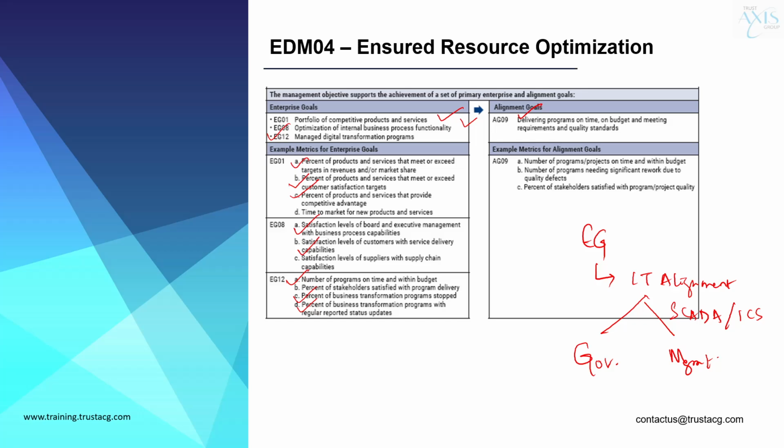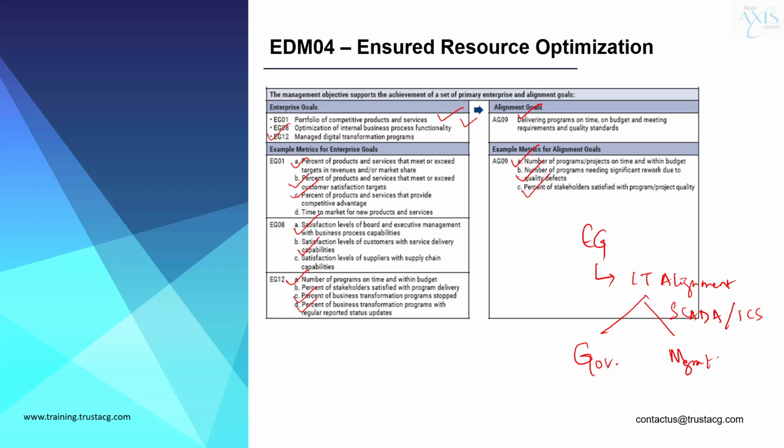Some of the metrics would include how many programs or projects are completed on time and within budget, which will reflect an overall resource efficiency. You can also measure the number of programs that would need significant rework or budget increases due to quality defects, which might give you an indication of inefficiency in the resource planning or utilization. You can also evaluate the percentage of your stakeholders who are satisfied with the program and the quality of your project. Okay, which ties back to the governance oversight and performance assurance.